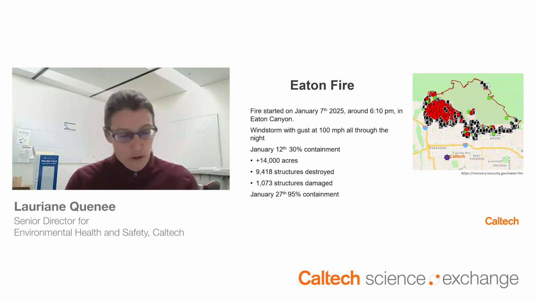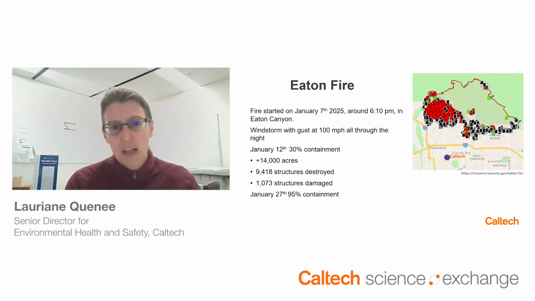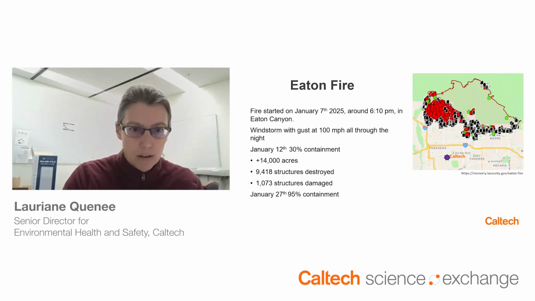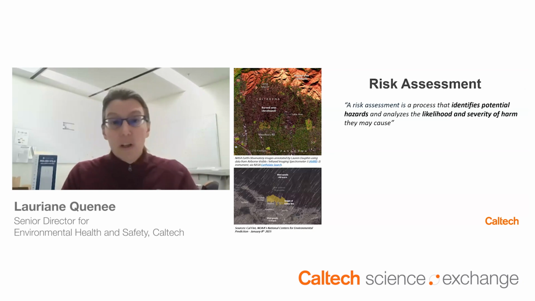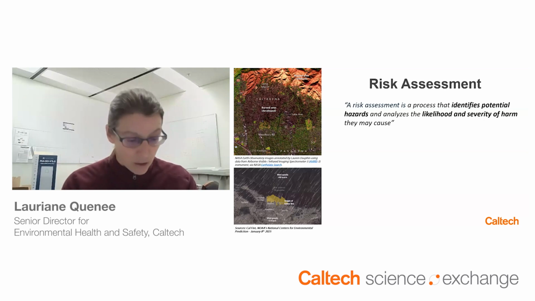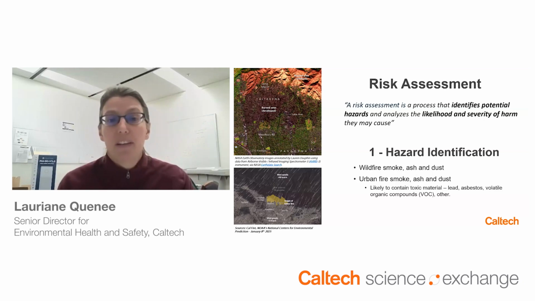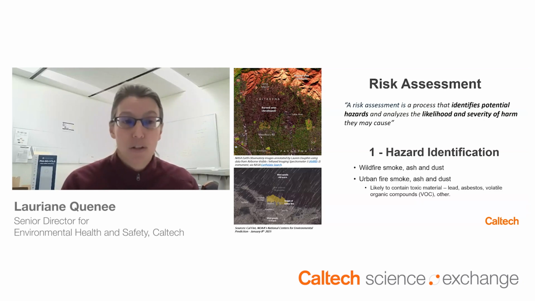So what I'm going to focus on today is how risk assessments are usually conducted in those types of events, and our approach to risk mitigation when we face those events. So what is risk assessment? Risk assessment is a process that identifies potential hazards and that analyzes the likelihood of those hazards to cause harm. And so the very first step of risk assessment is hazard identification.